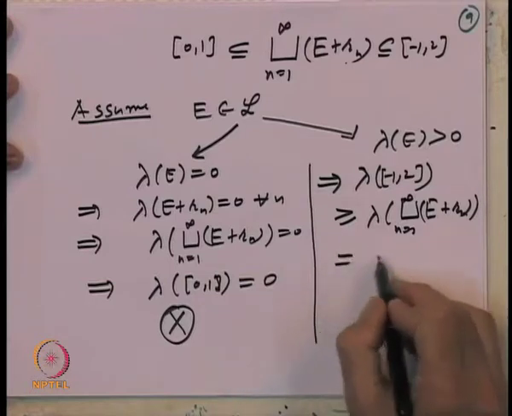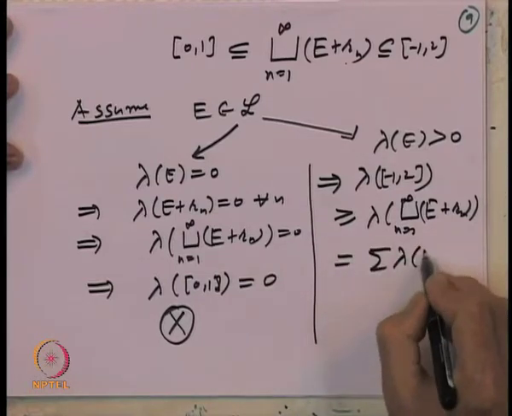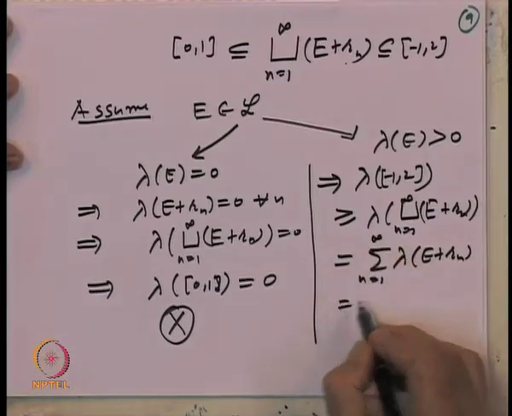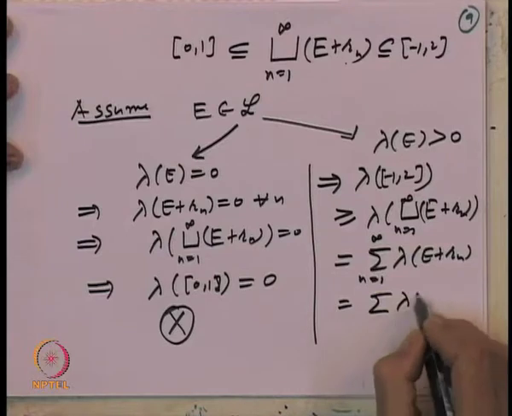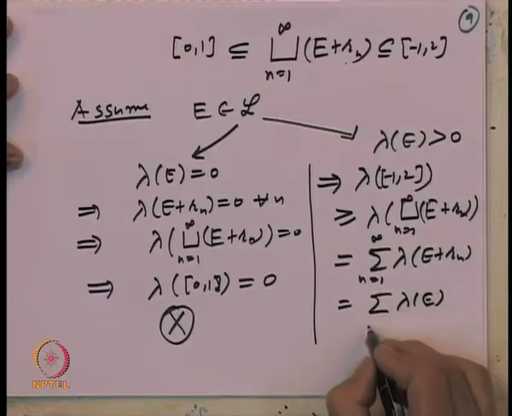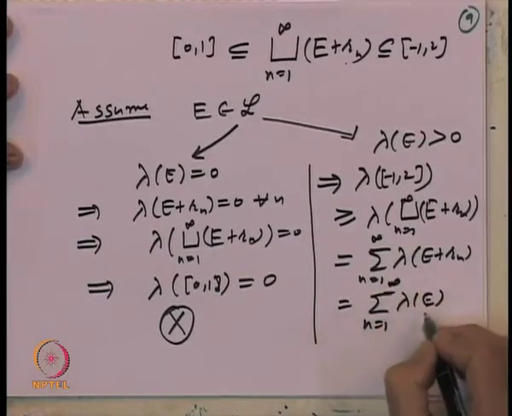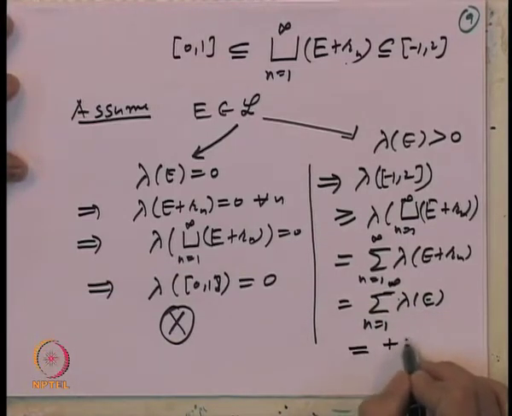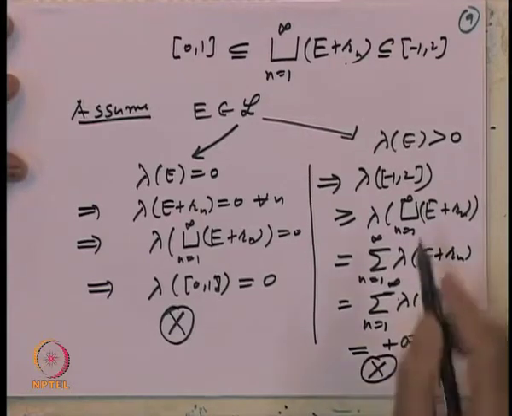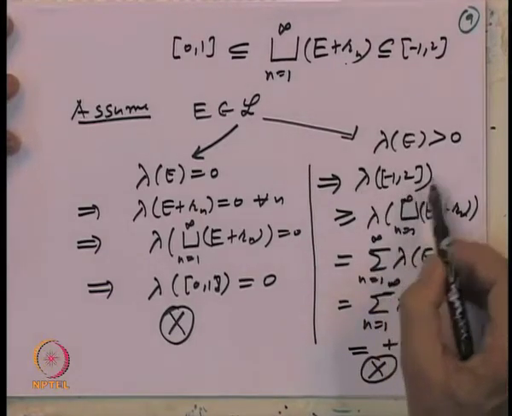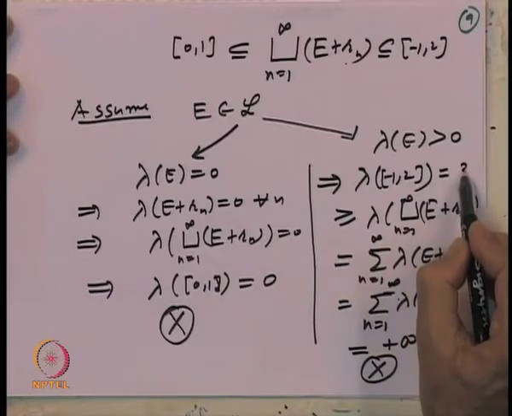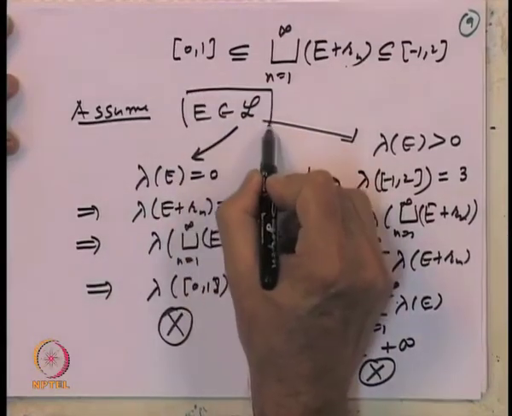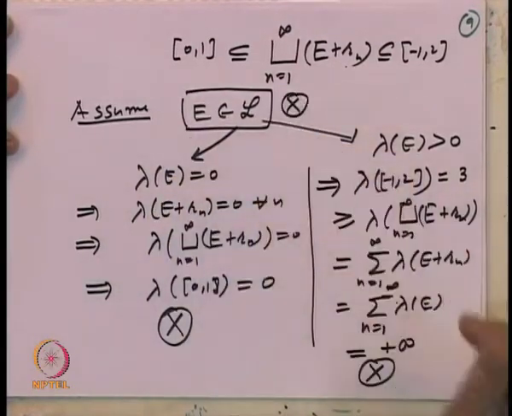and that is equal to sigma lambda of E plus R n, and that is equal to sigma lambda of E, because for every n it is the same. This being a positive quantity added an infinite number of times is equal to plus infinity, which is again a contradiction, because lambda of minus 1 to 2 is actually equal to 3, and 3 equal to infinity is a contradiction. So in either case this assumption cannot be true, right.